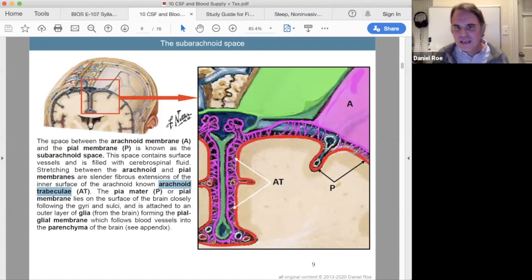The pia mater, again, is the only meninx that closely follows the surface of the brain. Meninx is singular for meninges, by the way, if you didn't know that. It's a good word to have in your vocabulary.